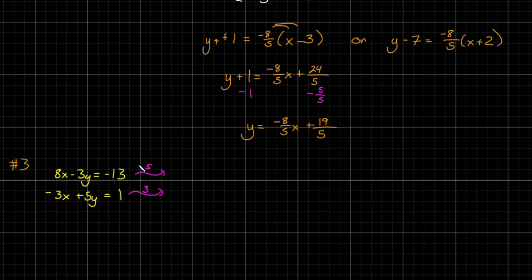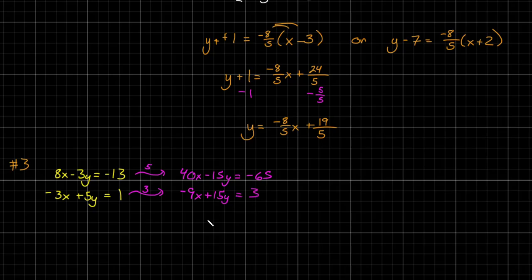3. And I write these, and I always do it in this exact same form. What gets multiplied by 5? Everything. I'm doing it to both sides of the equation. We get 40x minus 15y equals negative 65. And we get, let's see, negative 9x plus 15y equals 3.